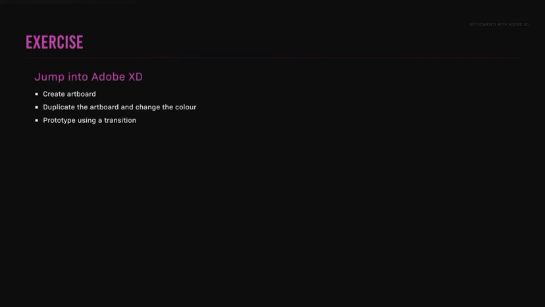So it's time for the first exercise of the course. Jump into Adobe XD. So in this exercise, we'll create an artboard. We'll duplicate the artboard and change the color. We will prototype using a transition, and then we will preview the result.